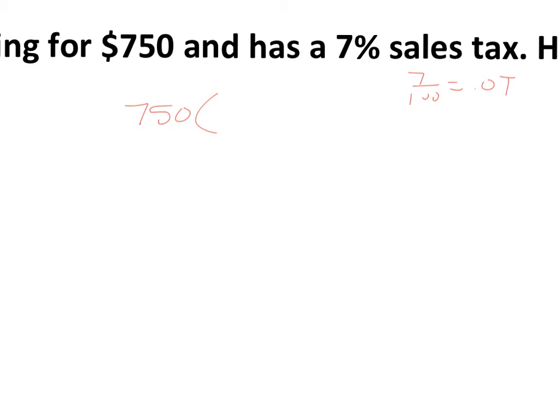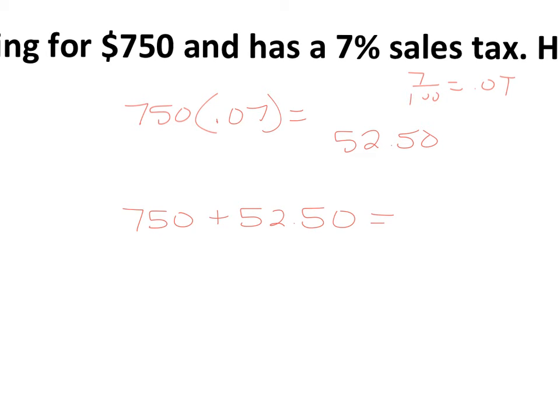All right, so let's do just 0.07. So 750 times 0.07, and we get 52.50, okay? And then since sales tax gets added on, we have 52.50 plus the 750. So we end up with 802.50, which is what you would pay for that iPhone. And then put a dollar sign on it.